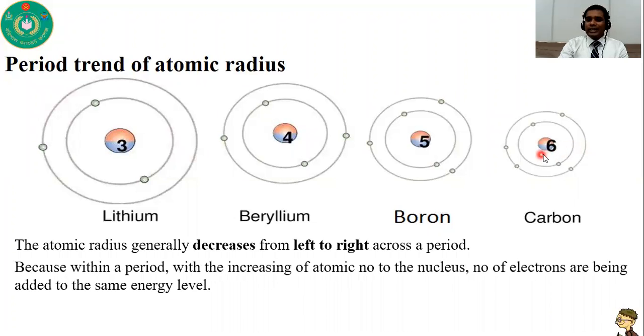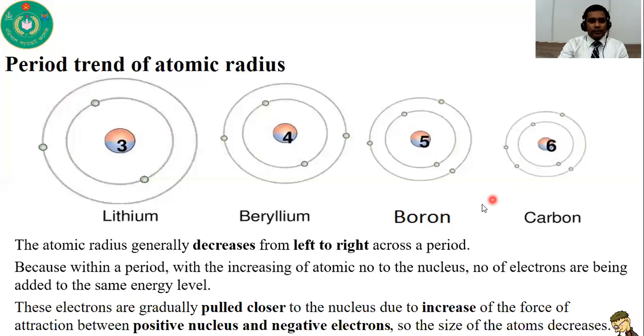electron number also increases. That's why attraction between the central atom and outermost electron increases. That's why electrons are gradually pulled closer to the nucleus due to the increase in the force of attraction between positive nucleus and negative electrons. So the size decreases when we go from left to right. So you can say that in a period atomic radius decreases if we go left to right.